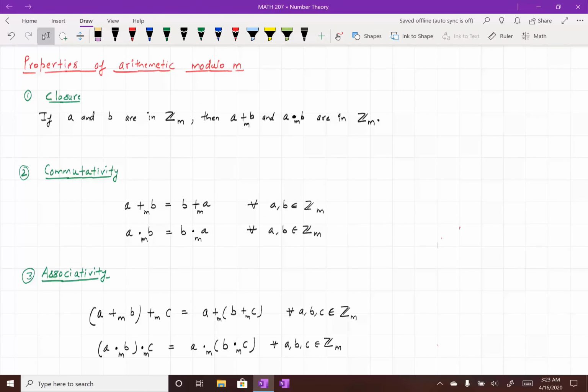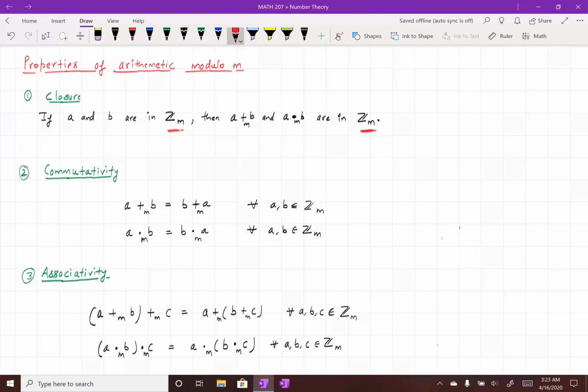So there are various properties which this arithmetic modulo m will hold. The first is your closure property. According to the closure property, if a and b are elements from your Z_m set, then if you apply addition modulo m and multiplication modulo m between those two elements, the resultant elements, a addition modulo m with b and a multiplication modulo m with b, are also going to belong to the same set. So that means you have the closure property.